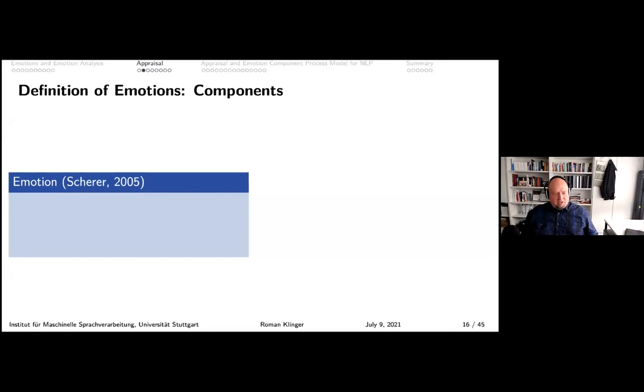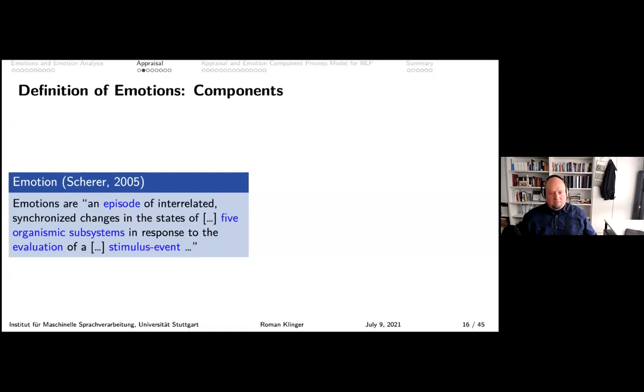So let's get started with a clear definition of what an emotion is. Scherer defines an emotion as an episode. It's comparably short. It's not long. An episode of interrelated synchronized changes in the states of five organismic subsystems. So something happens in your organism, yeah? And you can separate this into five different subsystems. This happens in response to an evaluation of a stimulus event. So we have an event, this event is evaluated, and then in parallel, different things happen in your body.